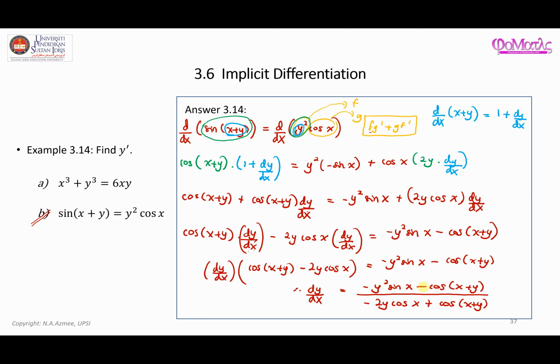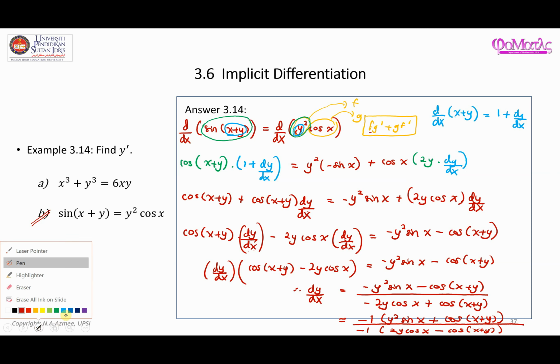Now, if you want, you can factor negative 1 out. So if you factor negative 1 out, that becomes negative 1 times y squared sine x plus cosine of x plus y, over negative 1 times 2y cosine of x minus cosine of x plus y. And because of that, you can cancel out negative 1 and negative 1. So the final answer is going to look like this. So we have y squared sine x plus cosine of x plus y, and at the bottom here, we have 2y cosine of x minus cosine of x plus y.